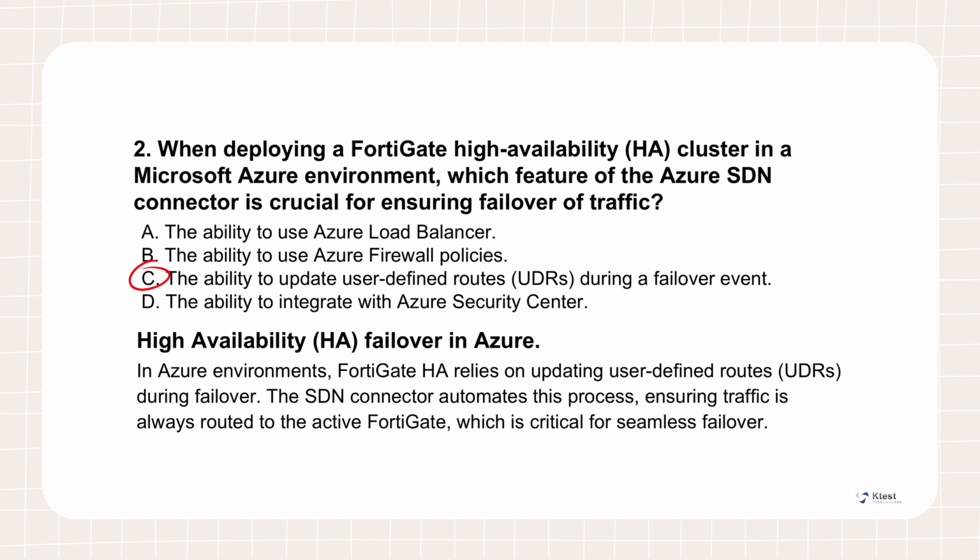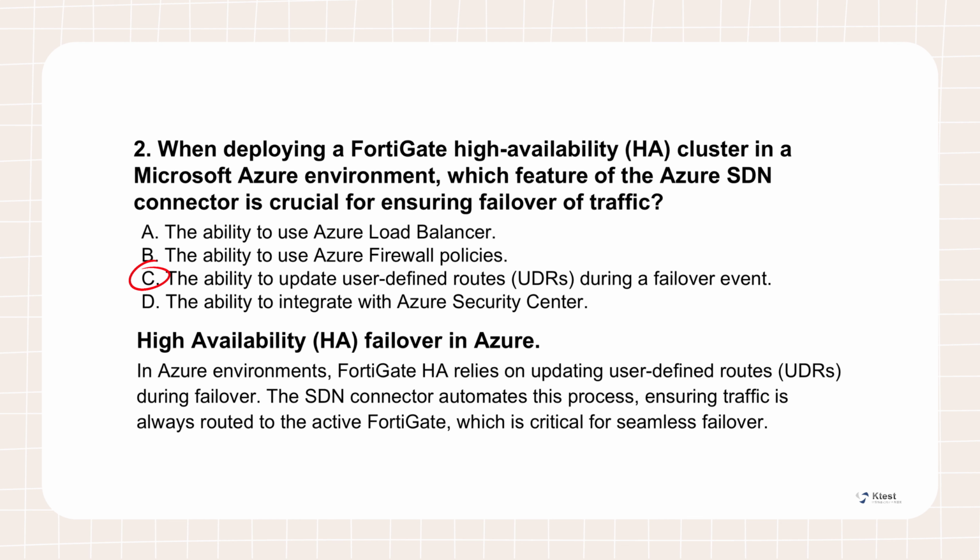Exactly, automatically. So traffic flow redirects immediately and correctly. Without that automated UDR update, the failover just wouldn't work properly. Traffic might get dropped or bypass the firewall entirely. So the connector is the linchpin making the HA actually work in Azure. It really is. It ensures that the security service stays online and effective, even when a device fails. True high availability. Okay, got it.